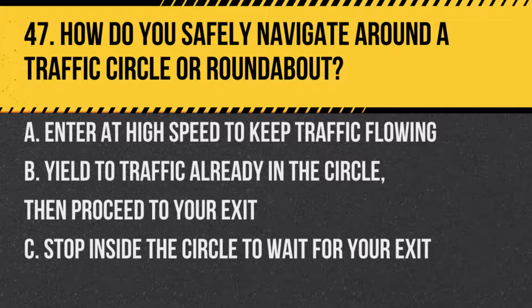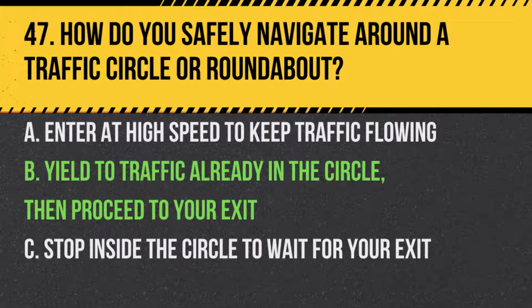Question 47. How do you safely navigate around a traffic circle or roundabout? A. Enter at high speed to keep traffic flowing. B. Yield to traffic already in the circle, then proceed to your exit. C. Stop inside the circle to wait for your exit. Answer: B. Yield to traffic already in the circle, then proceed to your exit.